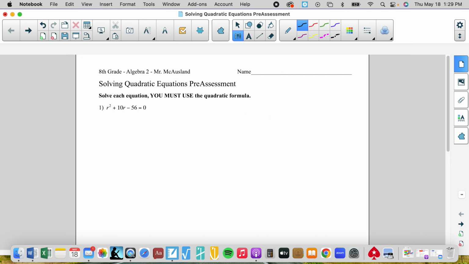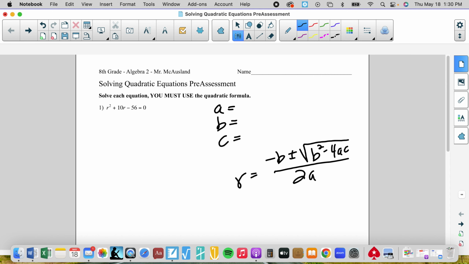And so the quadratic formula is going to utilize a, b, and c. In this case it's going to be r equals the opposite of b plus or minus the square root of b squared minus 4ac, all over 2a. Typically this value is x, but because this equation includes the variable r, we are really solving for r. That's why I'm writing r and not x.